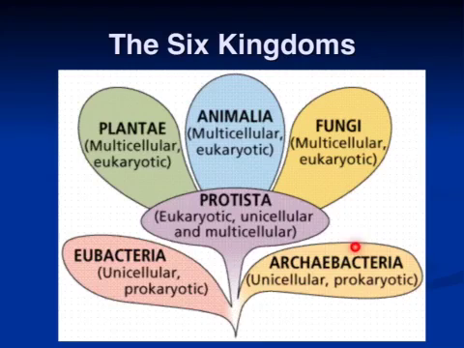So the archaebacteria and the eubacteria, notice they're both unicellular and prokaryotic. Protista, plantae, animalia, and fungi, all eukaryotic. Protista are mostly unicellular. Some are multicellular, and then plantae, animalia, and fungi are all multicellular. And one of the things we're going to be focusing on next class is what are the differences between all of these on a cellular level. So it's a topic that we will revisit from earlier in the year.